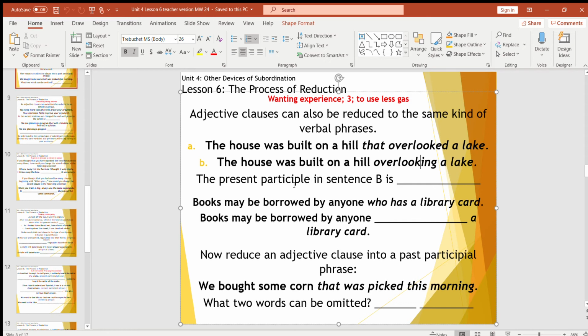So books may be borrowed by anyone who has a library card. So if we want to change this adjective clause into a present participle phrase, we could say books may be borrowed by anyone.